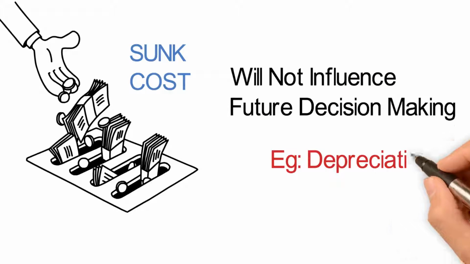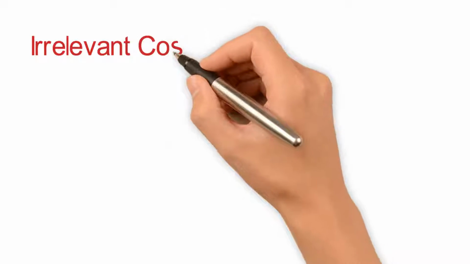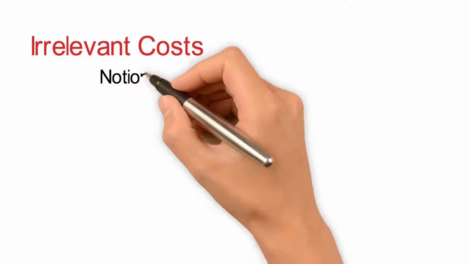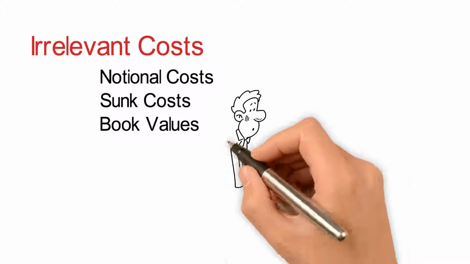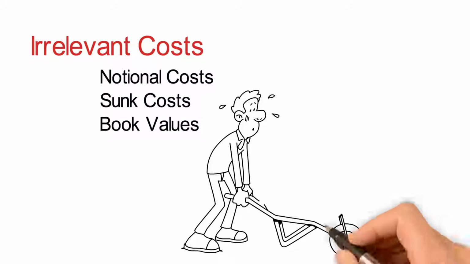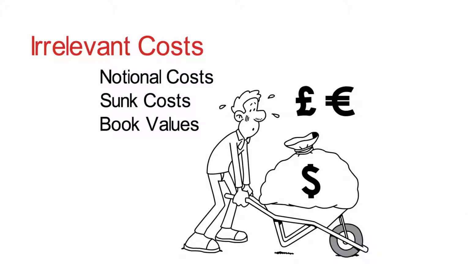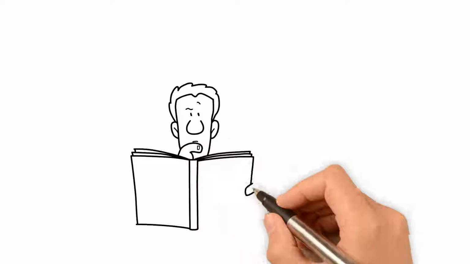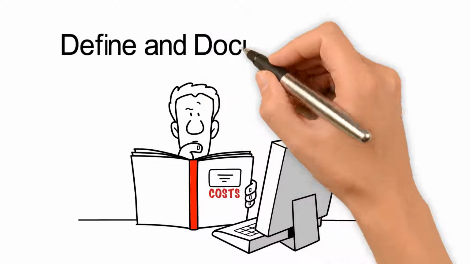Depreciation is also considered a sunk cost, and that makes it a perfect example for irrelevant costs. All in all, irrelevant costs are fixed overheads, sunk costs, and book values. However, irrelevant costs that will not change the result of one management's decision may very well change another management's decision. Consequently, it is important to formally define and document those costs that should be excluded from consideration when reaching a decision.